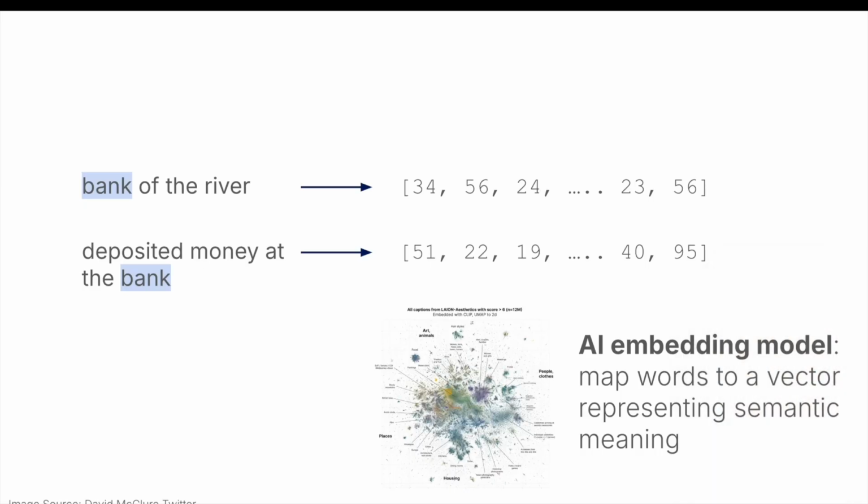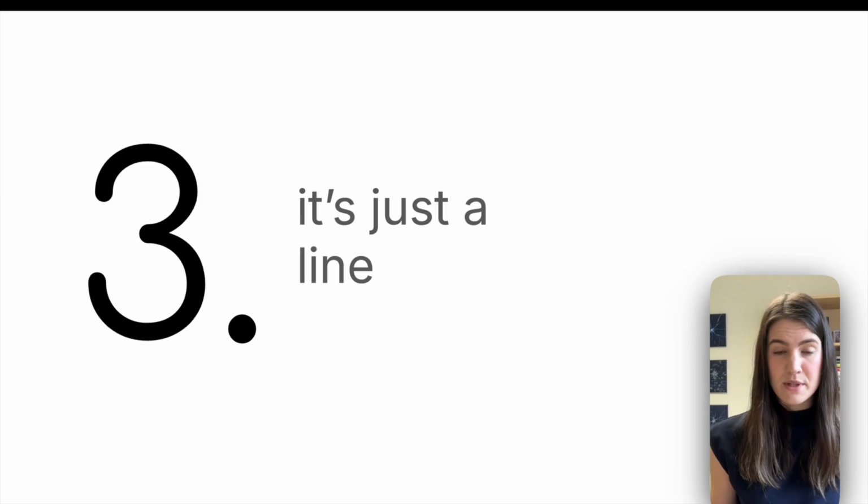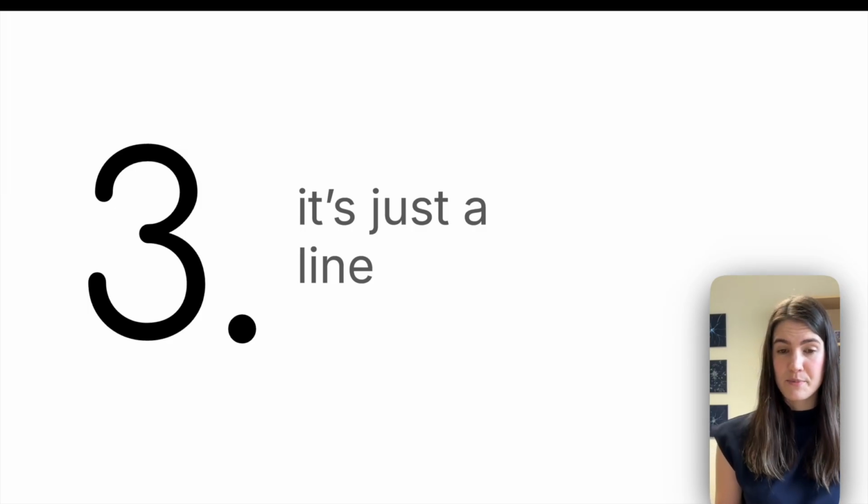So what we actually use is something called an AI embedding model, where we map words to a vector that represents semantic meaning. It actually represents the meaning of the word bank in bank of the river and the meaning of the word bank in deposited money at the bank. And we're going to have a whole video later in the series that's just going to be talking about embedding models because they're really, really fascinating. All right, so stay tuned. Next up, we're going to talk about linear regression: it's just a line.